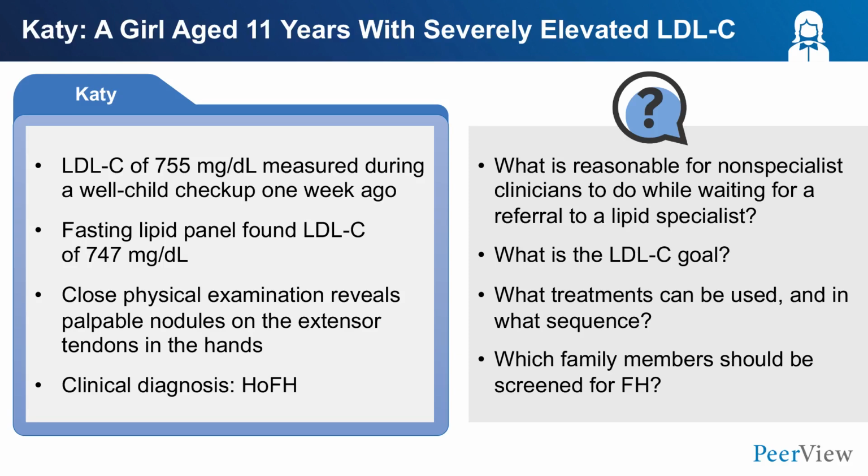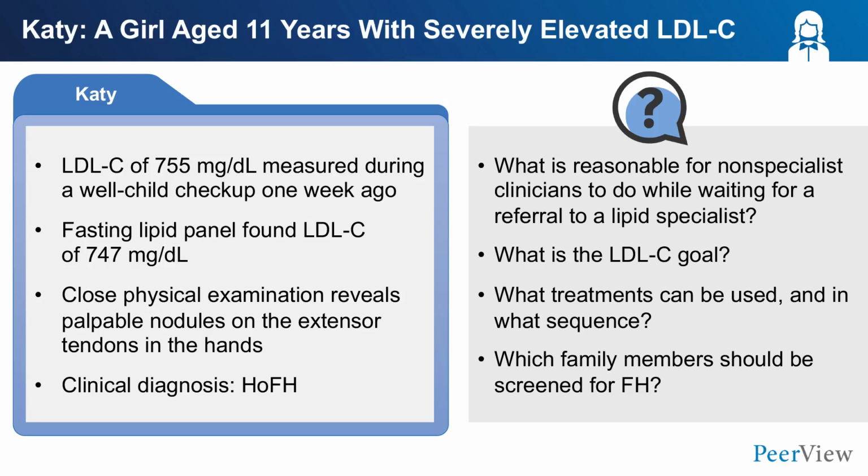So what do we discuss here? What is reasonable for non-specialist clinicians to do while waiting for referral to a lipid specialist? Well, obviously, you treat the patient. And I would probably put her on a statin as the initial therapy to see how she does. In some of my young non-FH patients, I put them on a statin once a week to see how they do, like rosuvastatin 40 milligrams once a week, because the plasma half-life of rosuvastatin is 24 hours, but its tissue half-life is 2 or 3 days. But for an FH patient, you probably should start with a low-dose statin or whatever, depending on the patient's sensitivity, and see how they do.